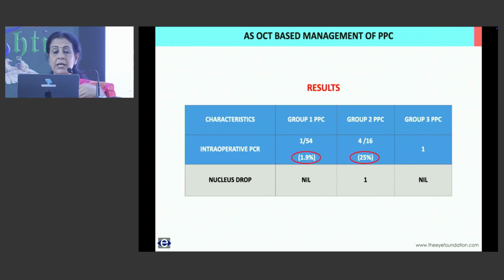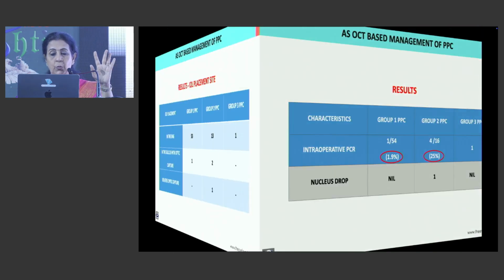In the second case, out of 16, there were 4 eyes. So although the ASOCT said that there's going to be a rent, it was so only in 4 eyes. So 25% only predictive value was there.